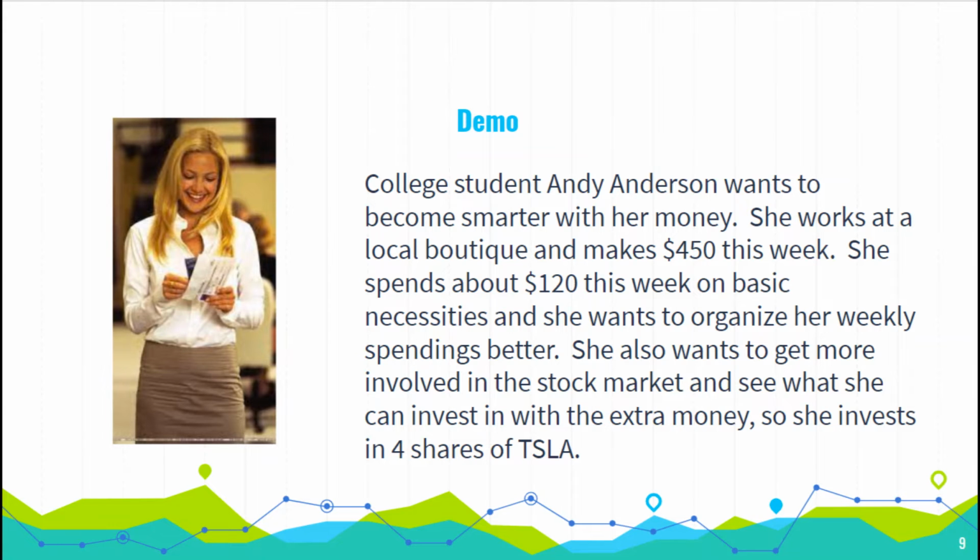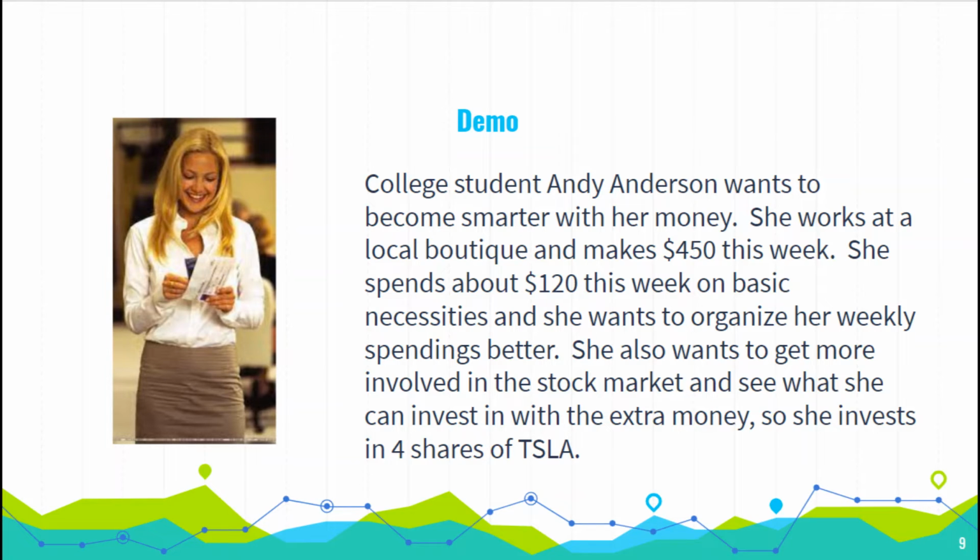Hi, my name's Simon Miller, and today I'm going to be doing a brief demo of our app. In our example, we're using a college student named Andy Anderson who wants to become smarter with her money. She works at a local boutique and makes about $450 and spends about $120 on basic necessities, and she wants to organize her weekly spendings better.